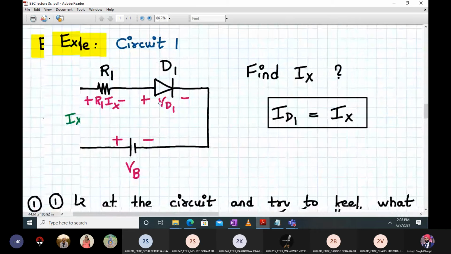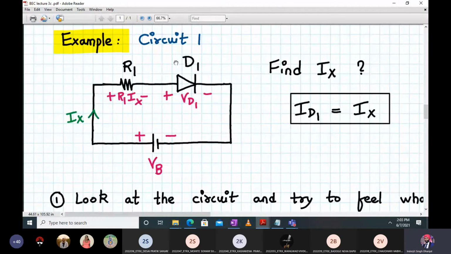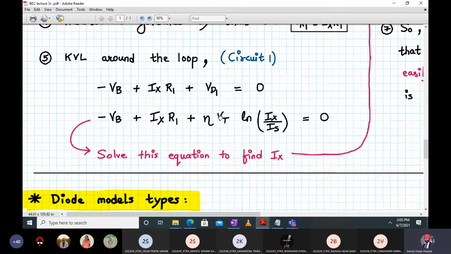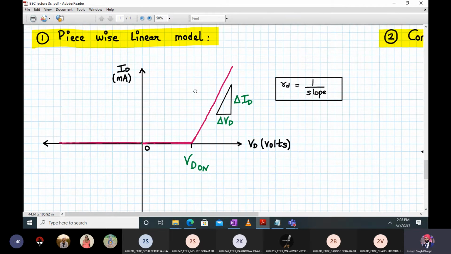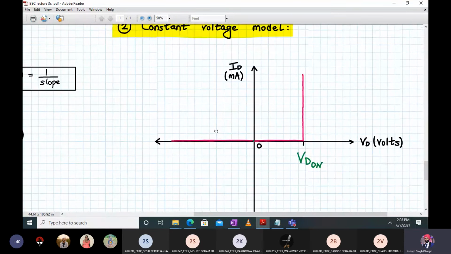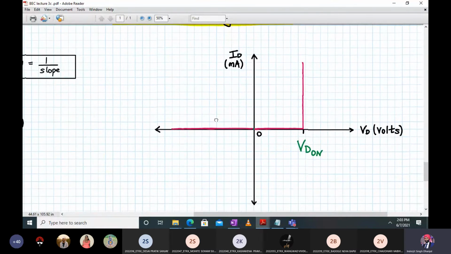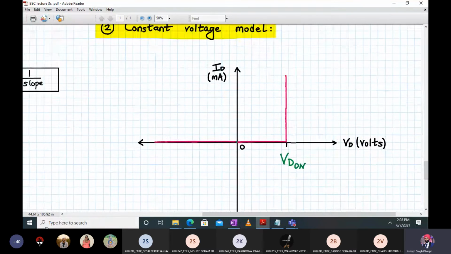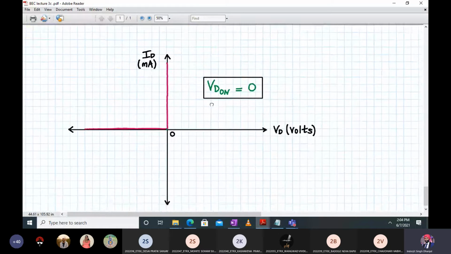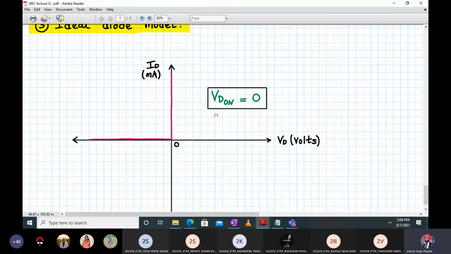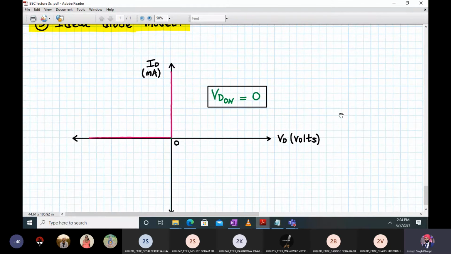We have to make the analysis simpler. If you follow this approach, you will quickly see the diode models. What are the models? Next, we have the piecewise model. Then we have the constant voltage model. This is the second model, and this is the most famous one. The third one is, if we make VD on equal to 0, the ideal diode model, which is VD on equal to 0.